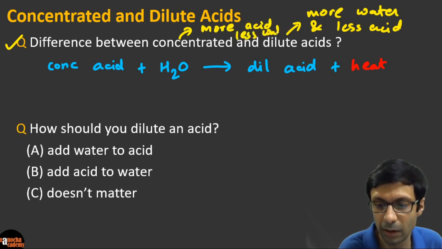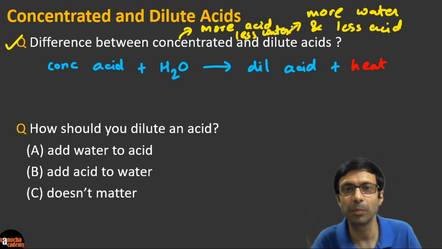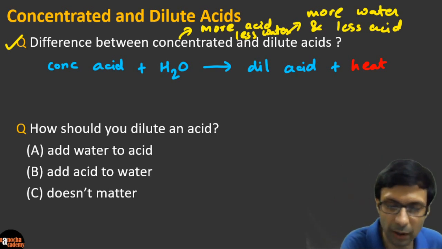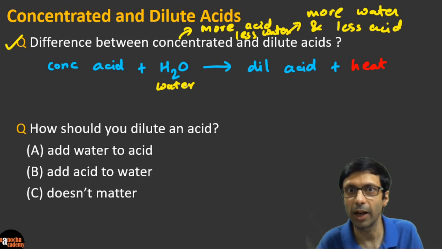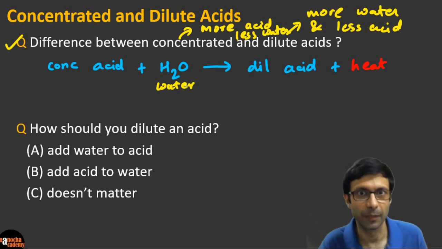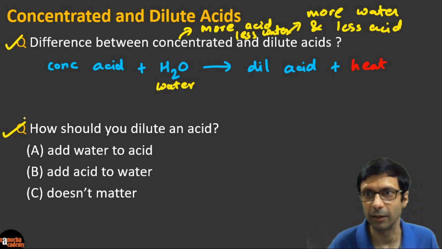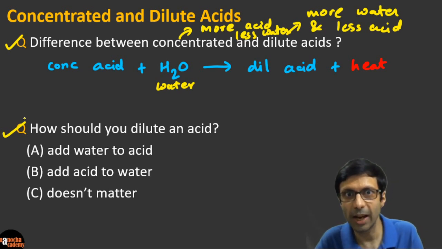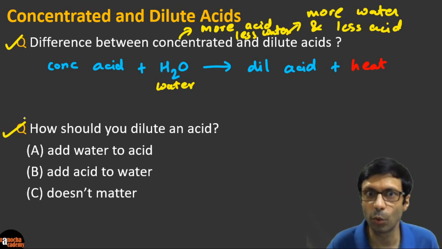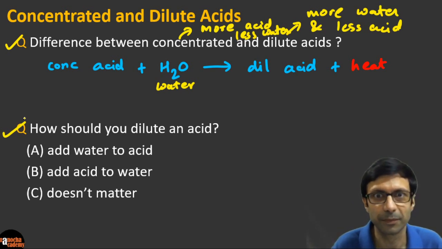Okay, simple. And so how do we go from concentrated to dilute acid? Very simple. We need to add water, as you can see in the equation here. So to go from concentrated to dilute, you just add water. Now the interesting thing is, how should you dilute an acid? So here I have this question. Here are the three options. Should you add water to the acid? Should you add acid to the water? Or it doesn't really matter? So what do you think is the correct answer here?